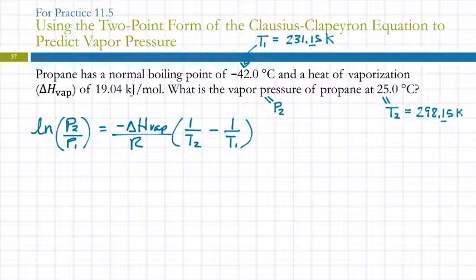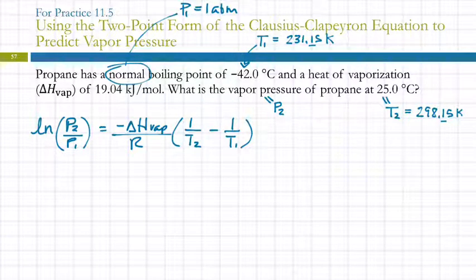What's pressure 1? This is the one that stumps students on an exam. They're like, you didn't give me pressure 1. No, this is delta H. We need that here, but we need T1. What does normal boiling point mean? Boiling point at 1 atmosphere. So this word normal tells me that that pressure is equal to 1 atmosphere.